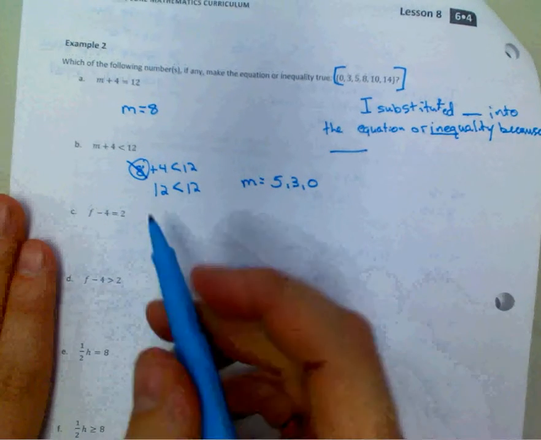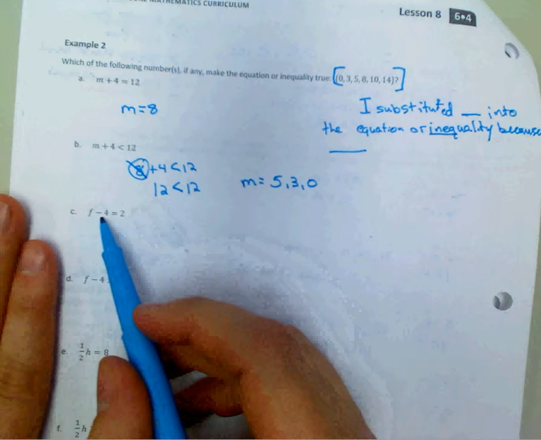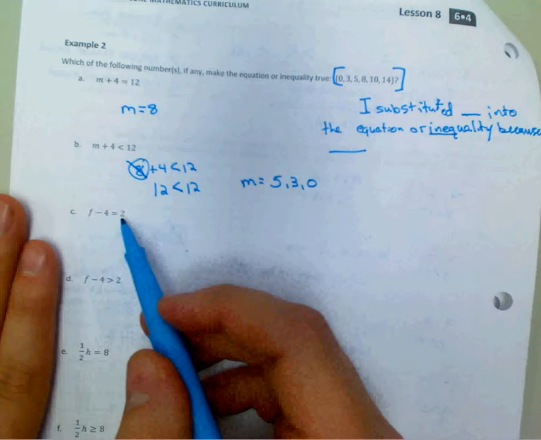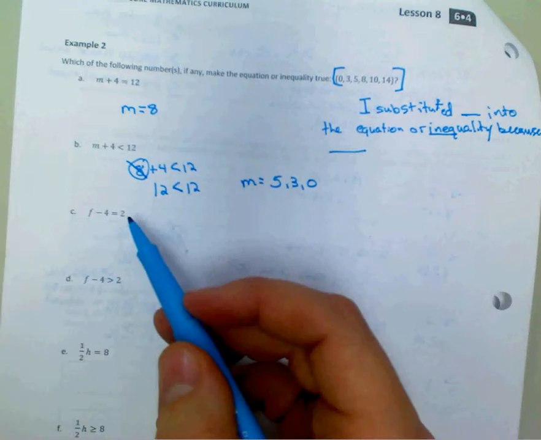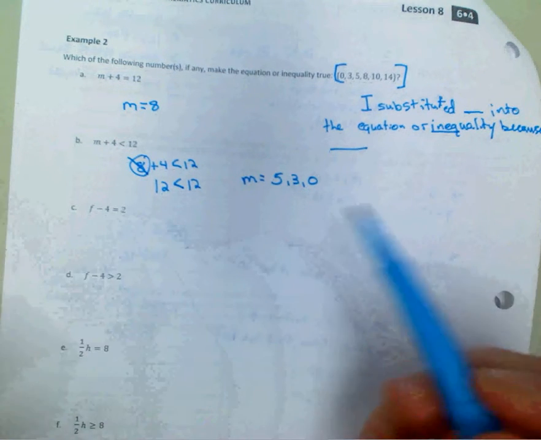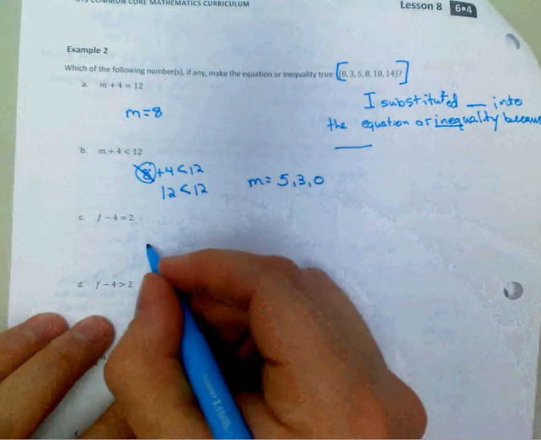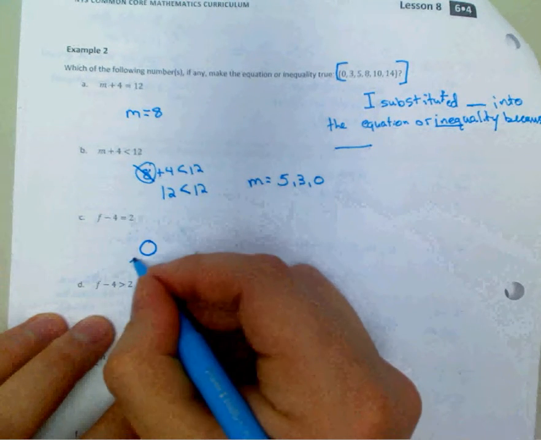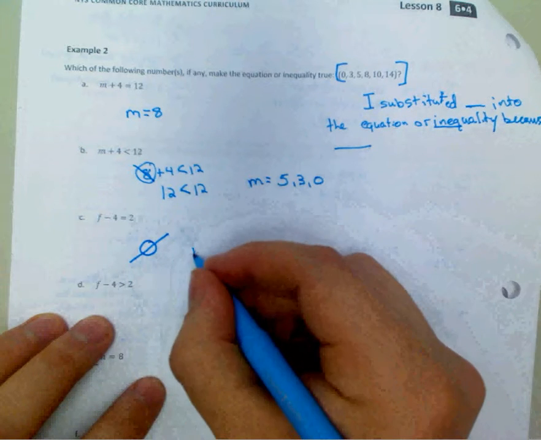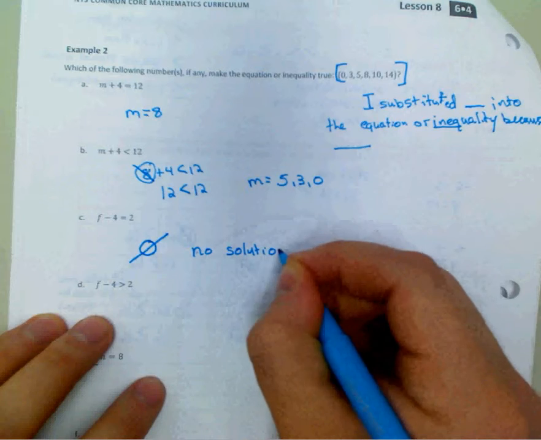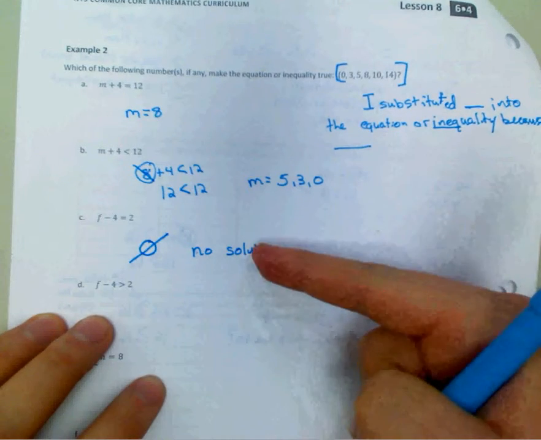Now C is a little bit different. Because if we look, 0 minus 4 is equal to 2. No. 3 minus 4 is 1. That's not equal to 2. 5 minus 4 is 1. That doesn't work. 8 minus 4 is 4. So no possible solution will work. So what we do is we write our 0 and we put our line through it and say no solution. Meaning out of that list, none of these work.